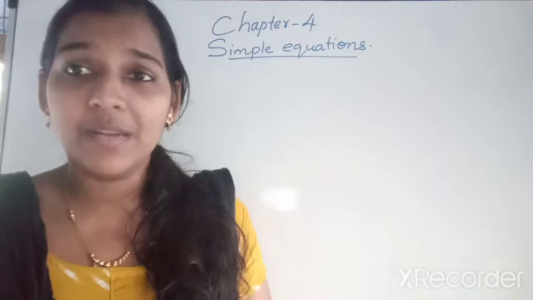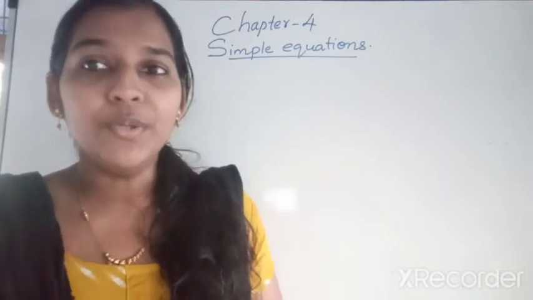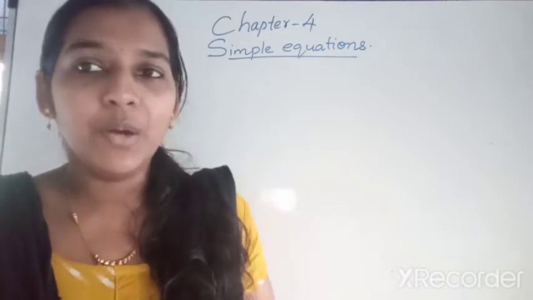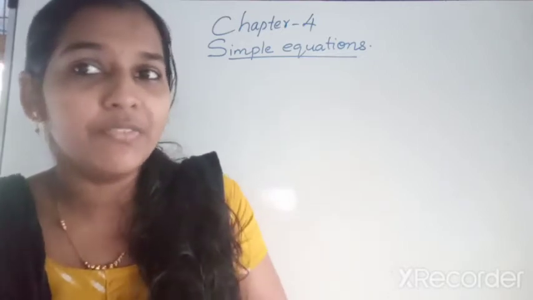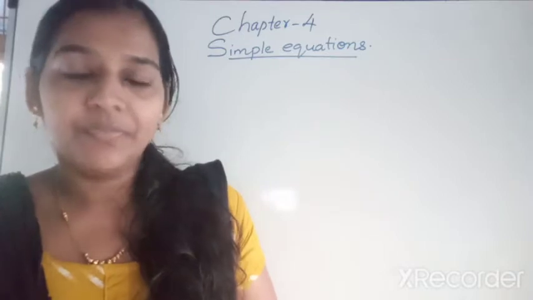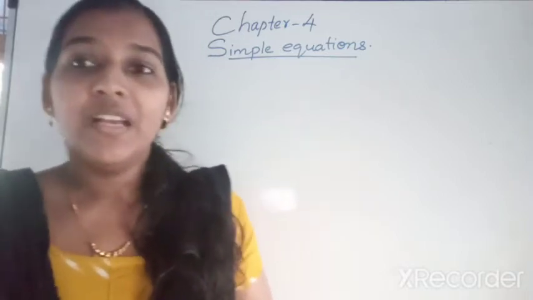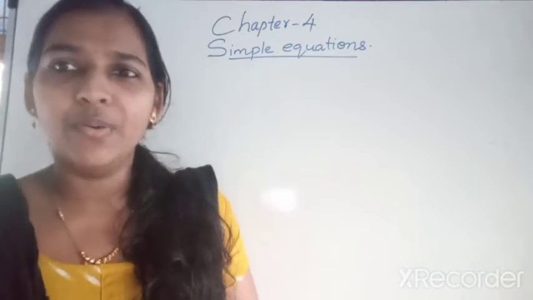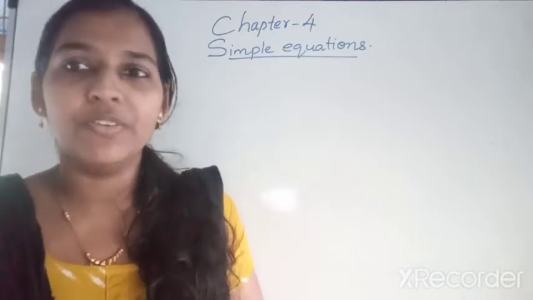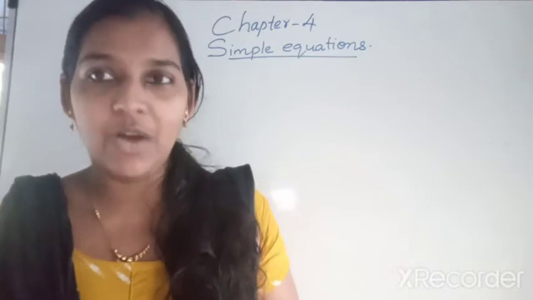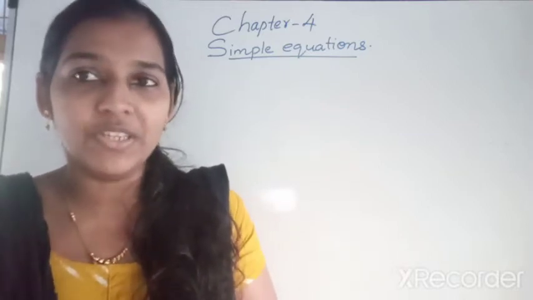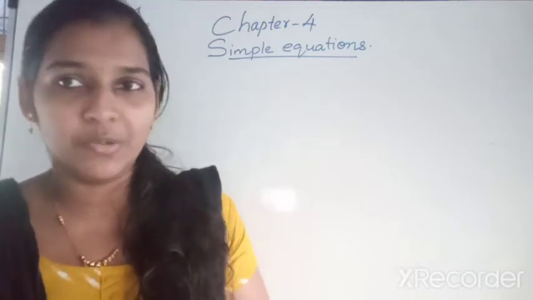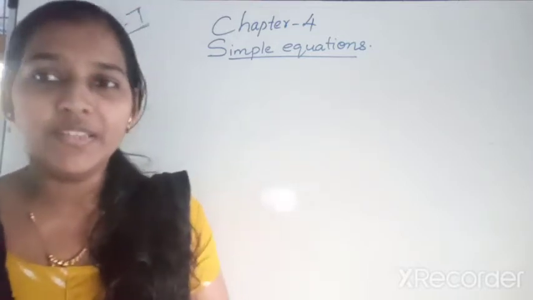In this chapter we already learned how to write the equation for a given statement and how to write the statement for a given equation, isn't it? Now today we will revise how to find out the value for an equation and how we can understand whether that value is satisfying the equation or not. That we will discuss today.